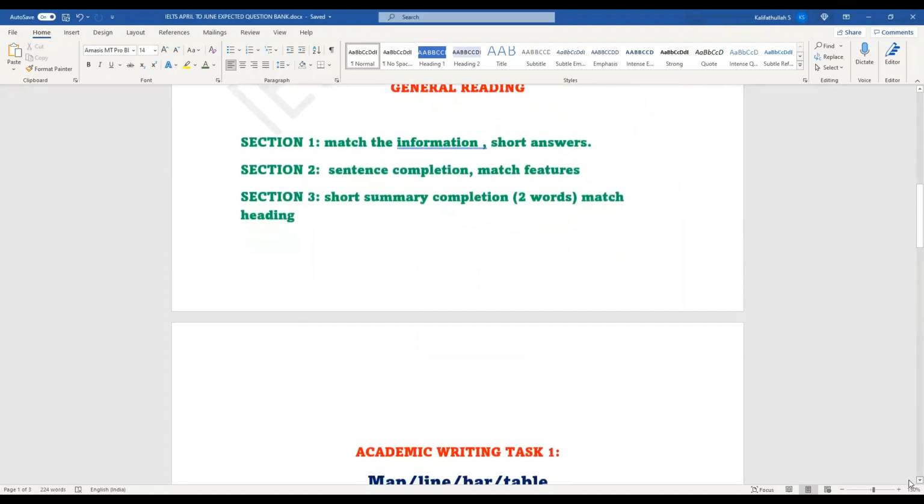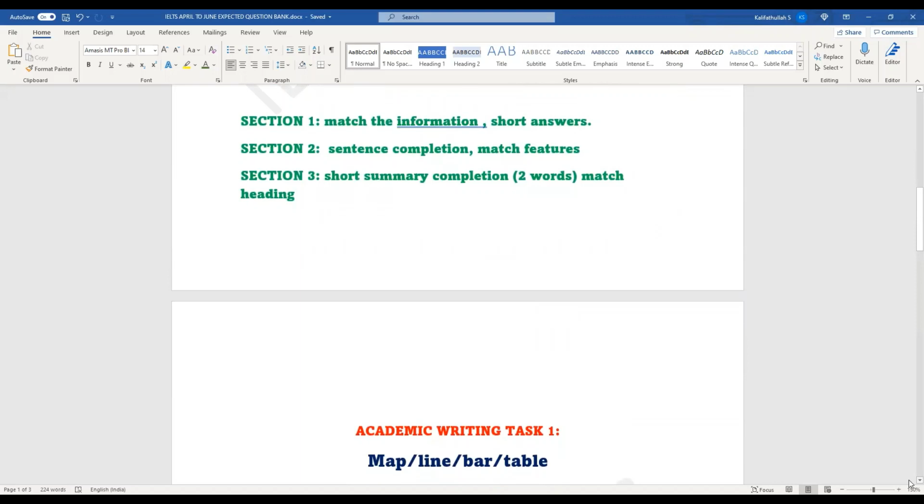Let's move on to the writing. So for academic writing task 1, you are going to get the map, line, bar, or table charts. Okay, so you will get a map, that is you will be given comparison, mostly 2 maps. Okay, one from the past time and one from the present or the futuristic time.